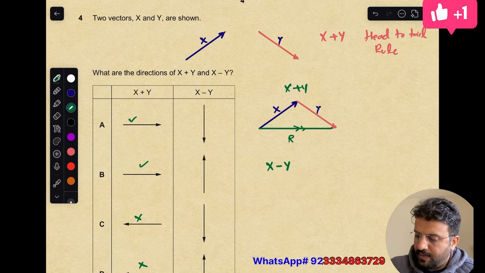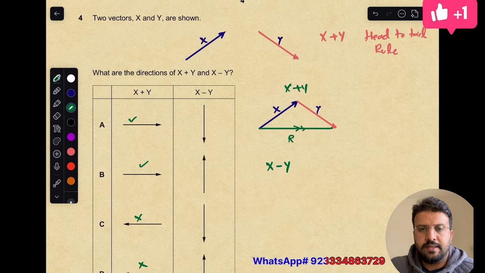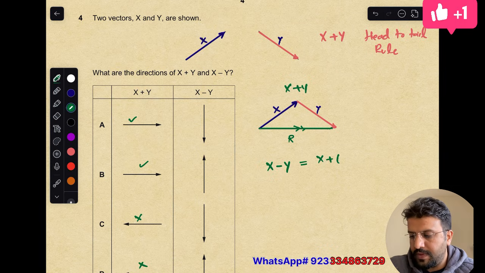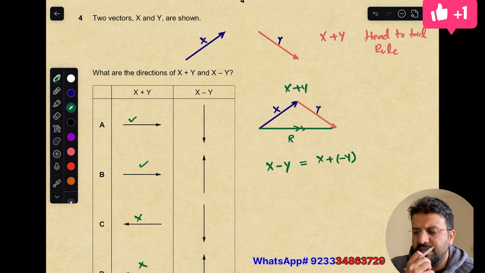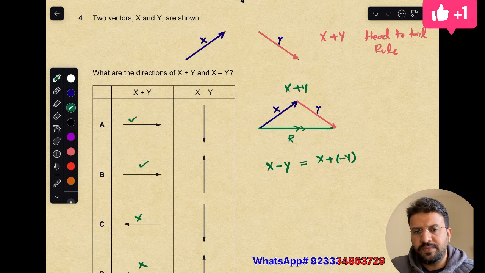Now we have to find x minus y. The first thing you need to understand is that subtraction is a special case of addition, right? So you can write this as x plus minus y. There are two vectors, one is x and the other you can name minus y, and they add with each other by following the same rule. So what is the minus y vector?